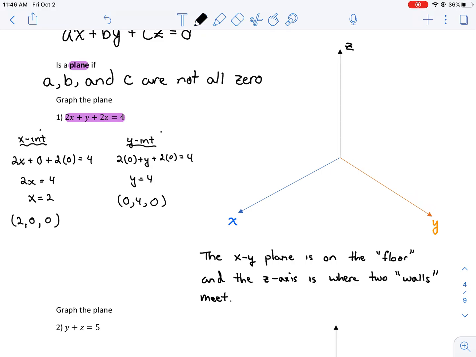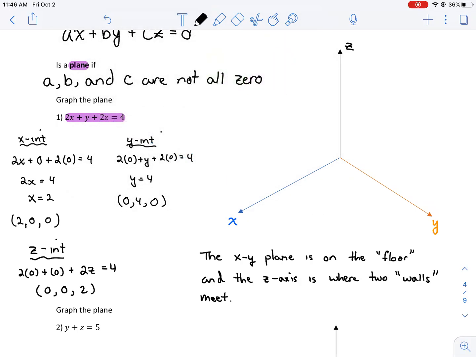And finally, we're going to find the z-intercept. And that is where x is equal to 0 and y is equal to 0. So it looks like the z-intercept is 0, 0, 2. Okay.